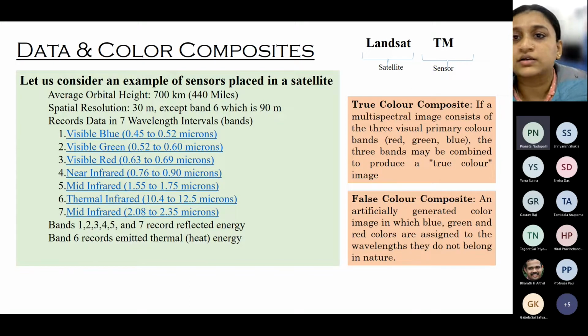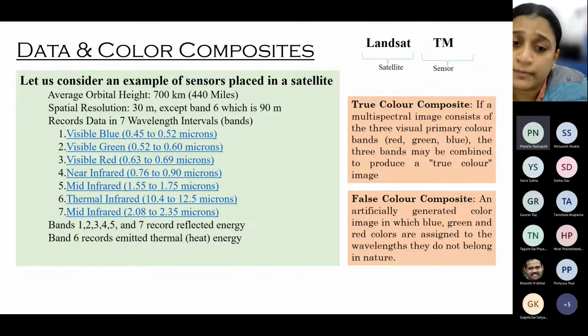Now in a satellite, it captures data in various bands, or you can say in various wavelengths. It could be visible blue, visible green, visible red, near infrared, mid infrared. So there are several bands. And the human eye can only visualize things in the visible zone, or the BGR, or the VIBGYOR composition. So an image is said to be in a true color composite when it has these three visual primary colors, that is red, blue, and green.